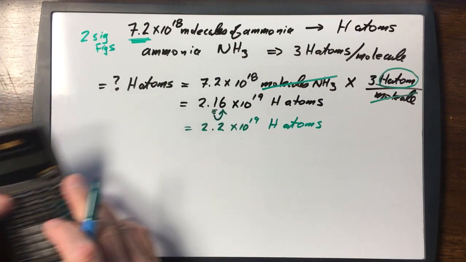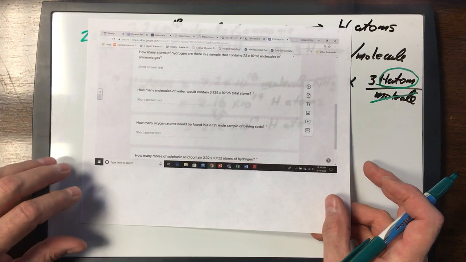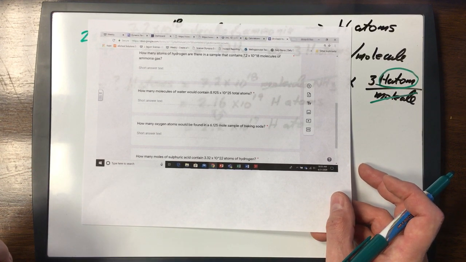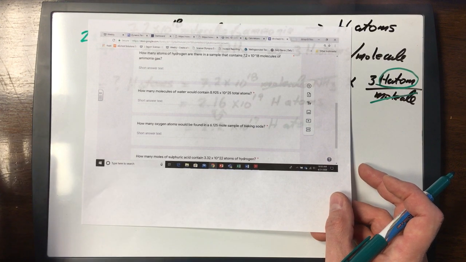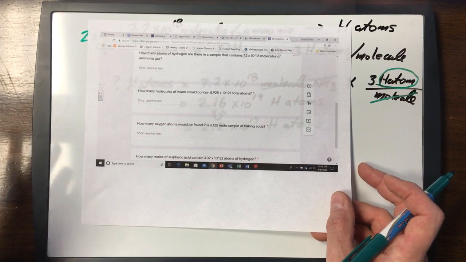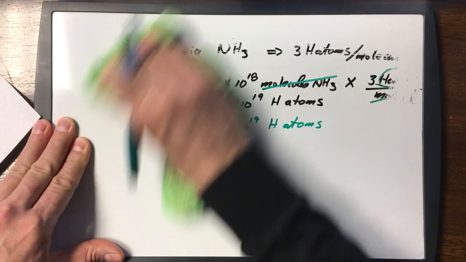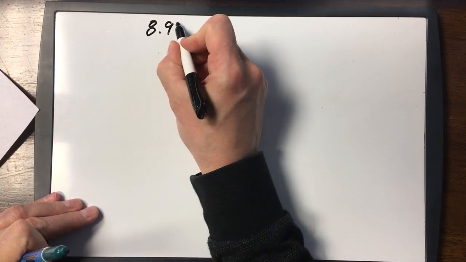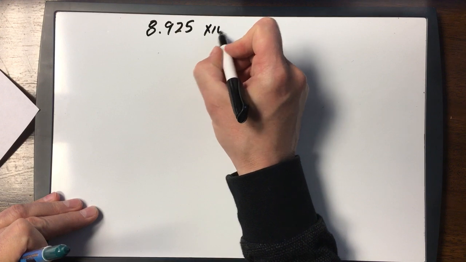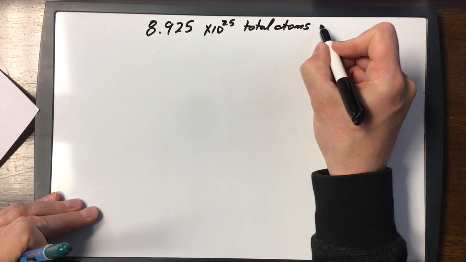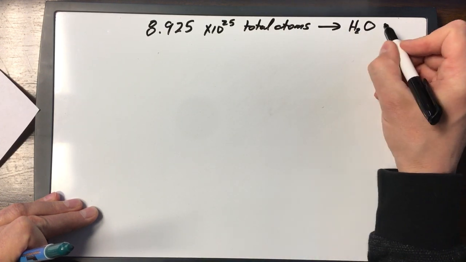Okay. The second question from the quiz is how many molecules of water would contain 8.925 times 10 to the power of 25 total atoms. Okay, so that's something that's a little bit different here. We're not looking at a specific atom, we're looking at total atoms. So once again, I'll write this down and we'll work through this one. So it's how many water molecules, so we have 8.925 times 10 to the power of 25 total atoms, and we want to go to water molecules.